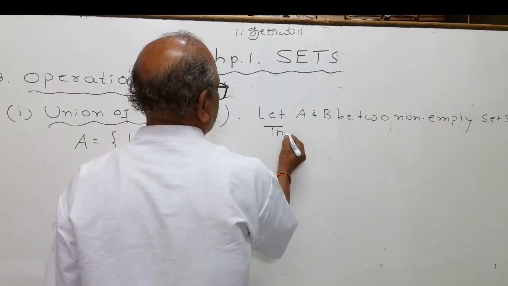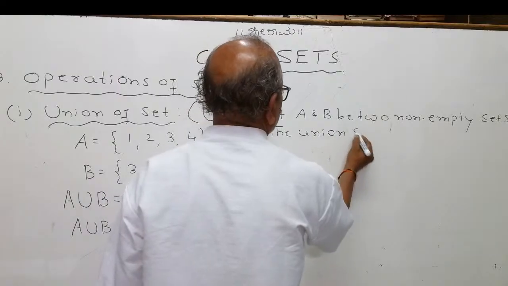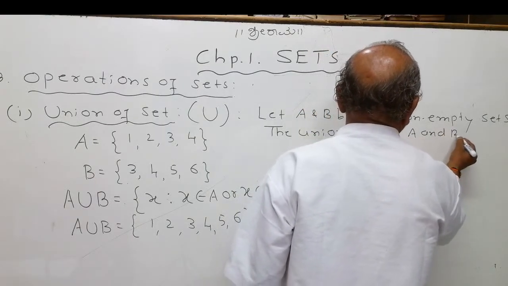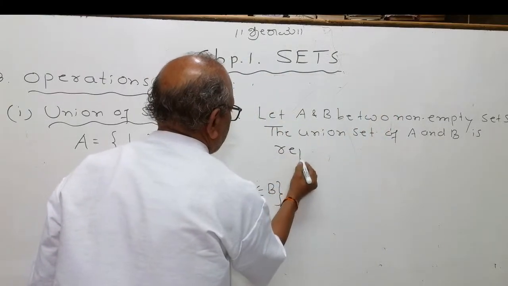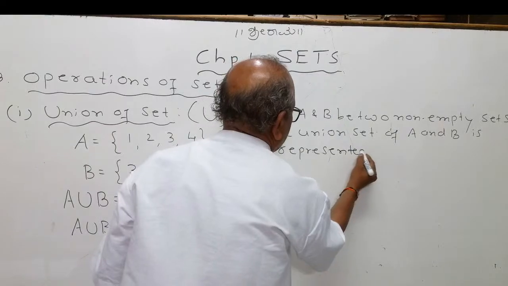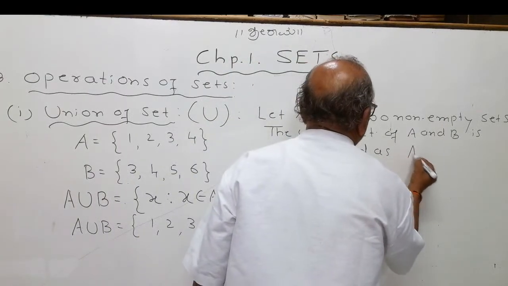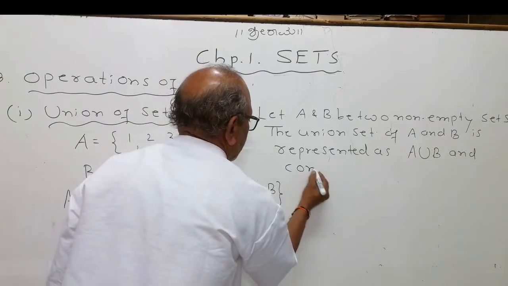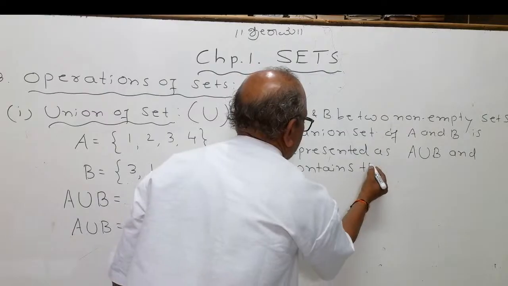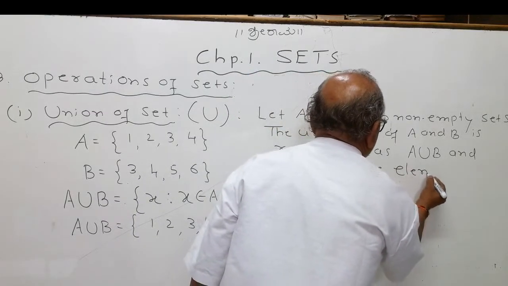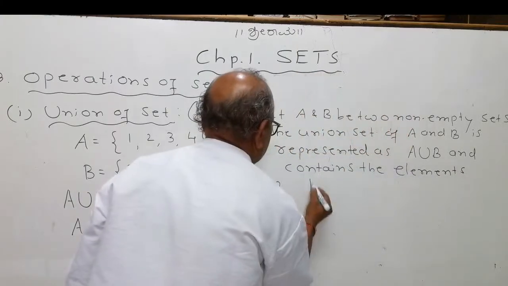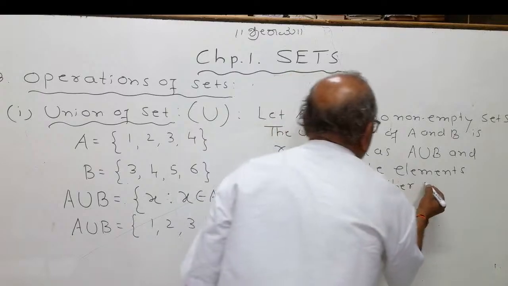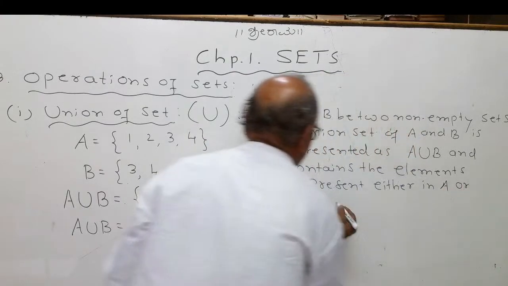The union set of A and B is represented as A union B, and contains the elements present either in A or in B.